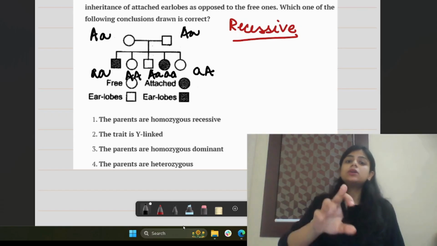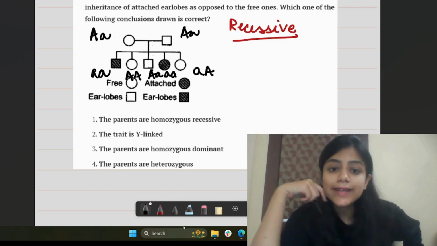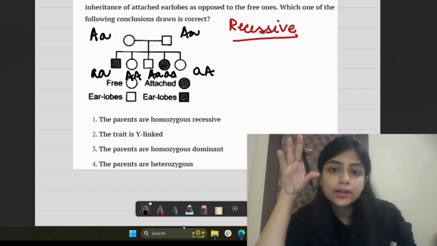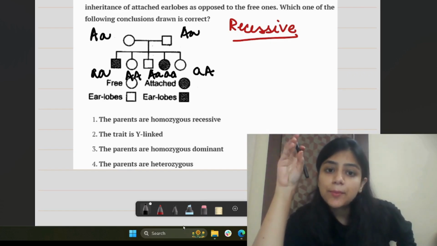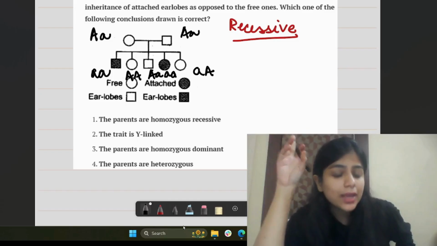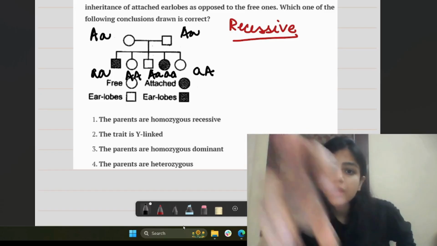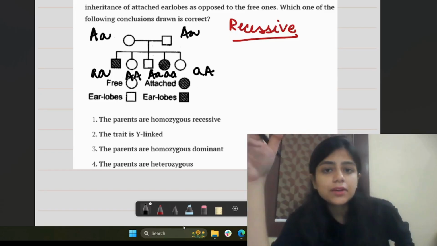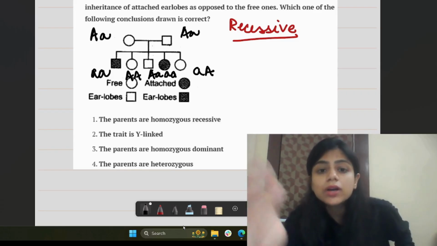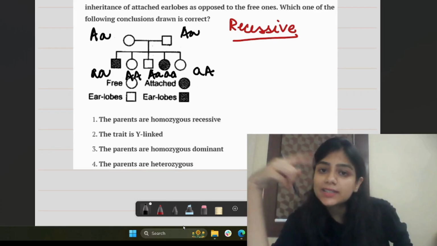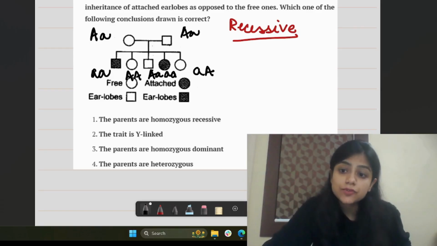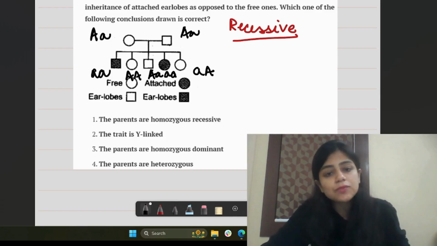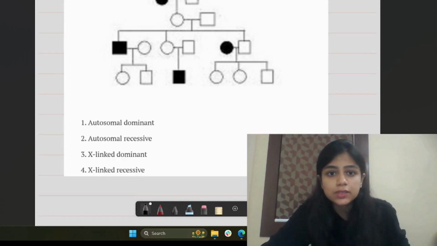I hope for the attached earlobes you have understood that for it to be sex linked, right, the male has to be affected. Here you can see the male parent is not affected. So how come she will be affected? That is why we have not taken sex linked and we are going with the autosomal recessive trait. Why recessive? Because there's a skipping of the generation we have seen.